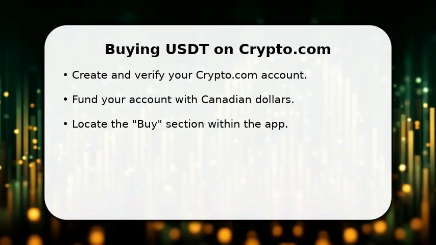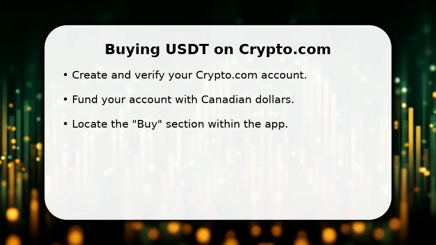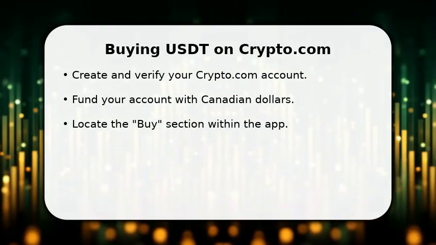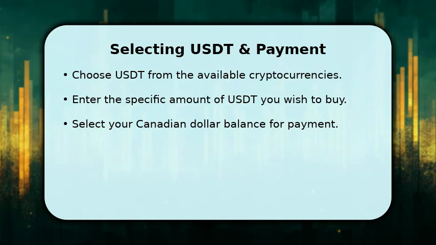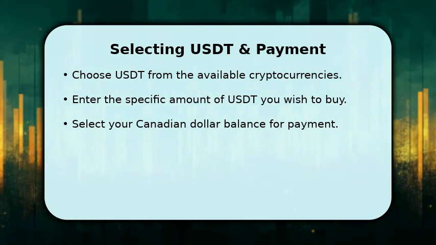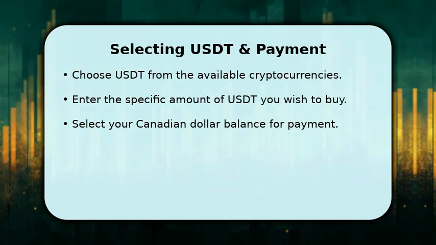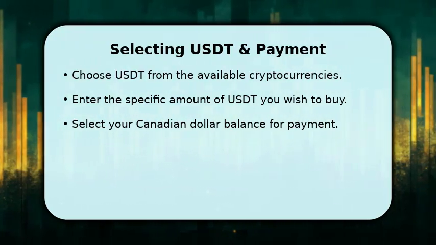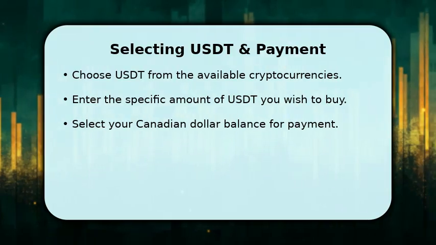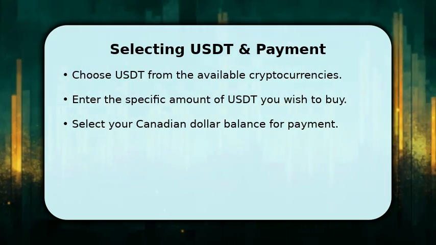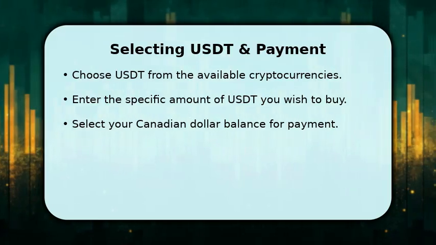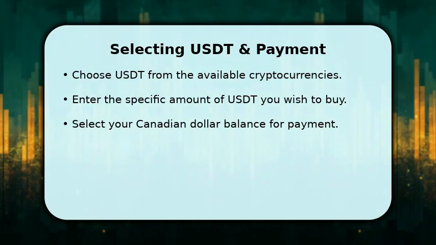Once your funds are available, open the Crypto.com app and navigate to the main screen to find the buy option. Now tap on the buy button and search for USD in the list of cryptocurrencies. Once selected, you'll be prompted to enter the amount of USD you want to purchase. You can input a specific dollar amount or a specific quantity of USD. Then, choose your Canadian dollar balance as the payment method for this transaction.